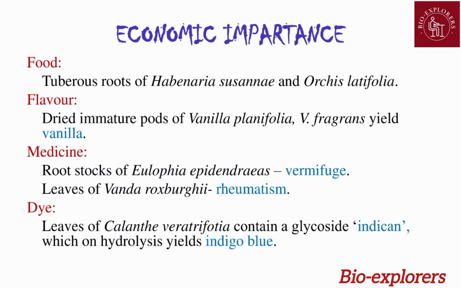The root stalks of Eulophia epidendraea are used as a vermifuge, and the leaves of Vanda roxburghii are used as medicine to treat rheumatism. The leaves of Calanthe veratrifolia are used to make a dye, that is an indigo blue color dye, because of the presence of the glycoside indican, which yields the indigo blue color dye.